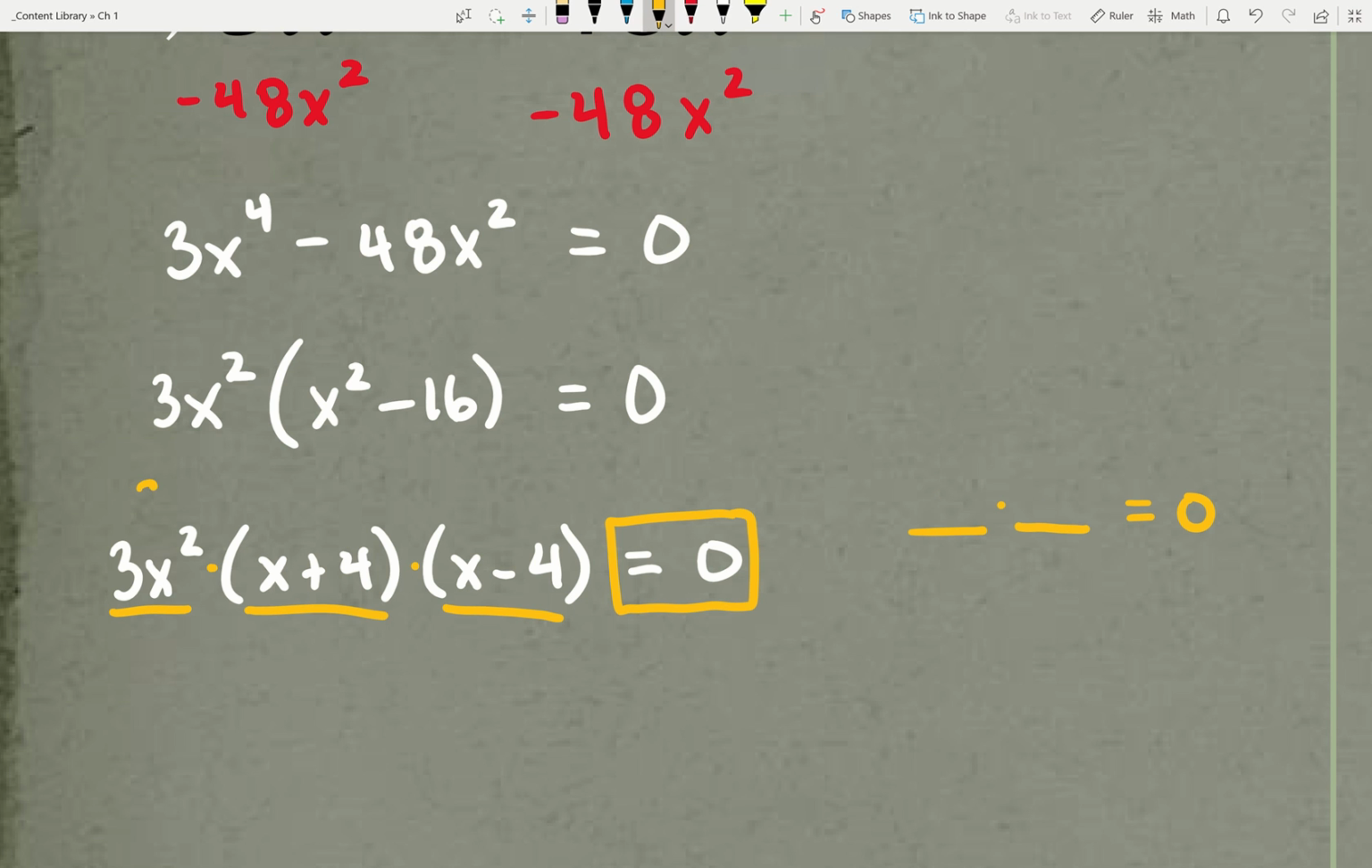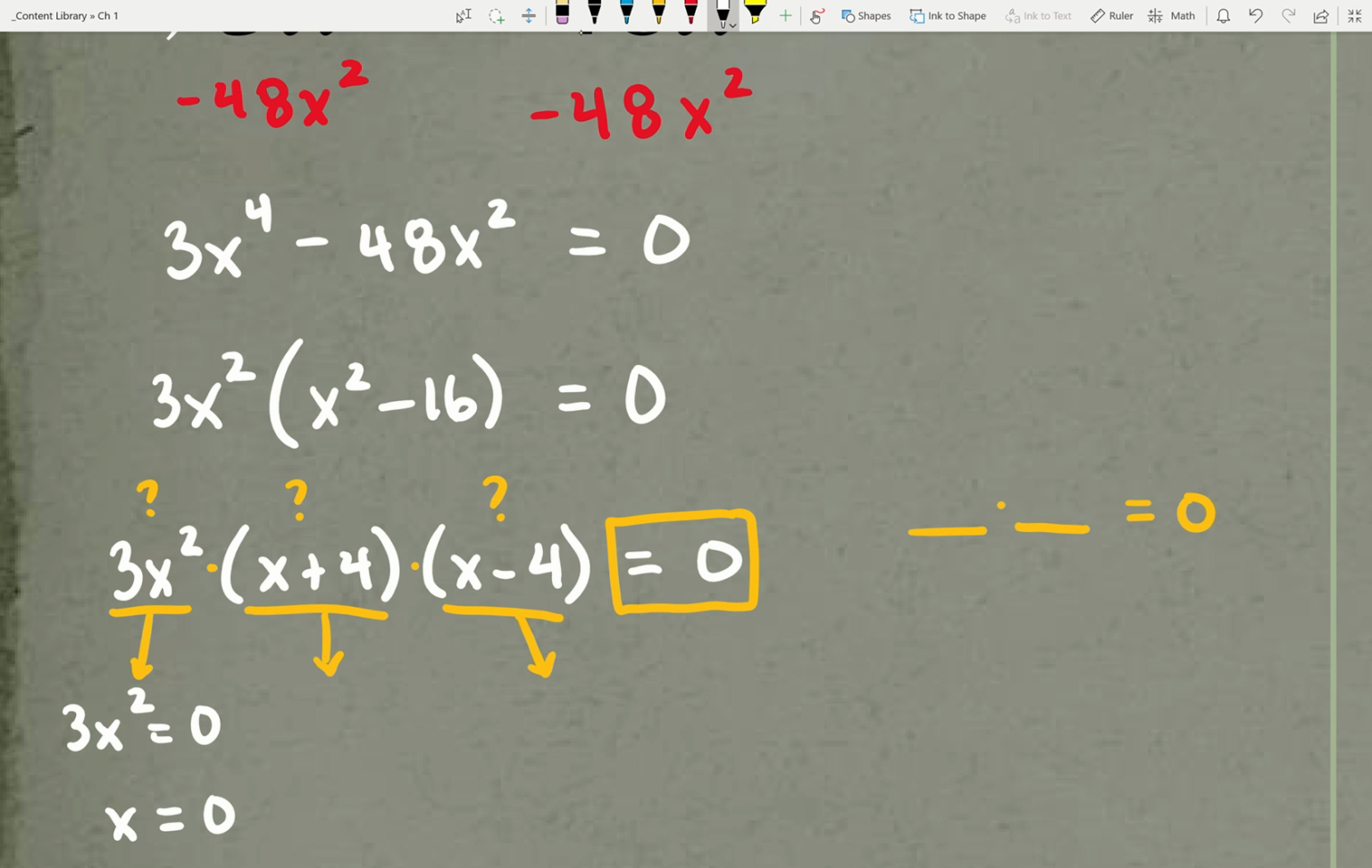So because we're multiplying three numbers here and we don't really know the value of any of these three because of those variables, we'll go ahead and set each of these equal to 0 and then solve these individually. Okay, so 3x squared is equal to 0. If you were to solve that, divide both sides by 3 and then take a plus or minus square root of both sides, you would find here that x is equal to 0.